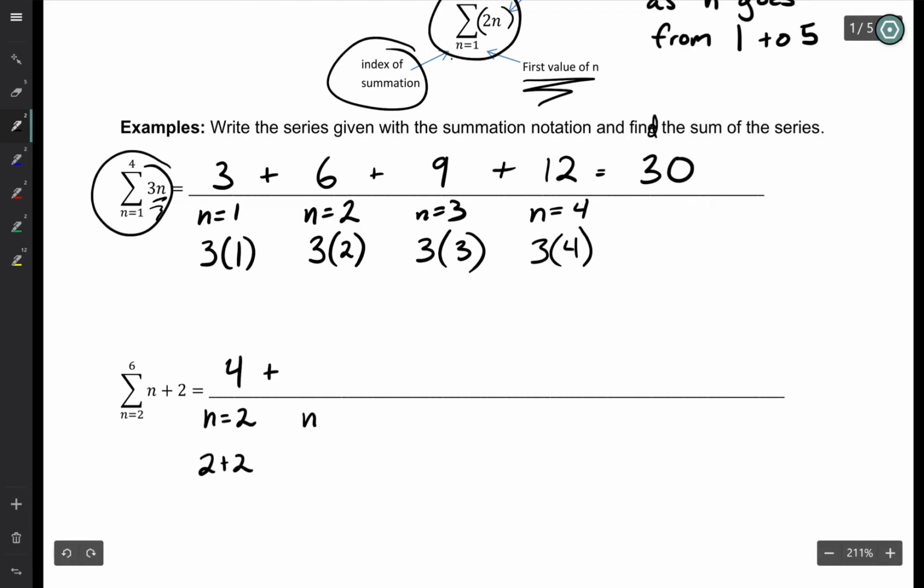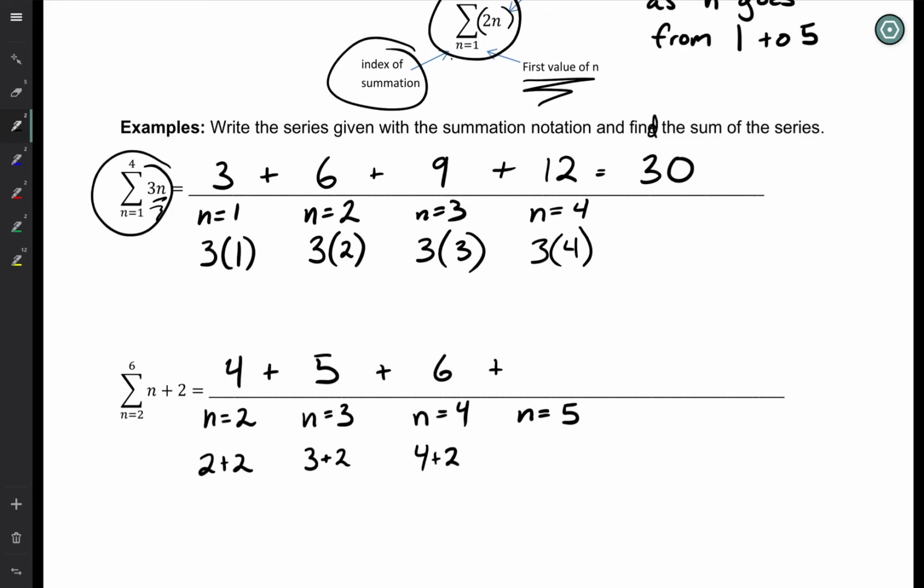Then I go up by 1, n equals 3. Plug 3 in, I got 3 plus 2. That's just going to be 5. Have n go up one more value, n equals 4. That's going to be 4 plus 2. I get plus 6. My next value is n equals 5. Plug 5 in for n. I get 5 plus 2. It's going to give me 7. And then my last value, because I finally got to 6, is going to be 6 plus 2.